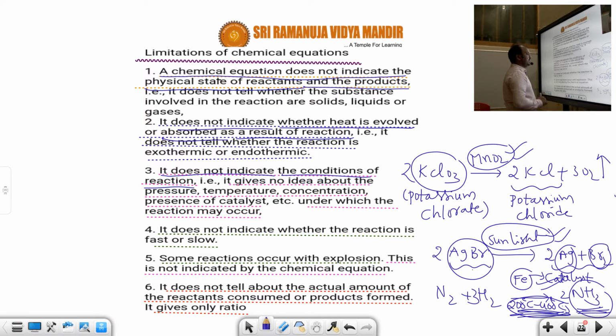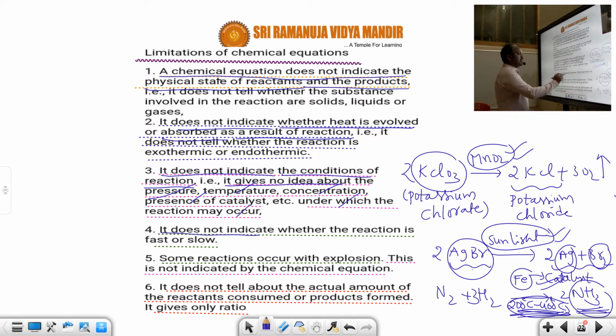So ultimately what I am saying here is that a chemical equation does not indicate the conditions of the reaction. It gives no idea about the pressure, temperature, concentration, or catalyst under which the reaction may occur. This information is not given by a chemical equation. This is also one of the drawbacks.